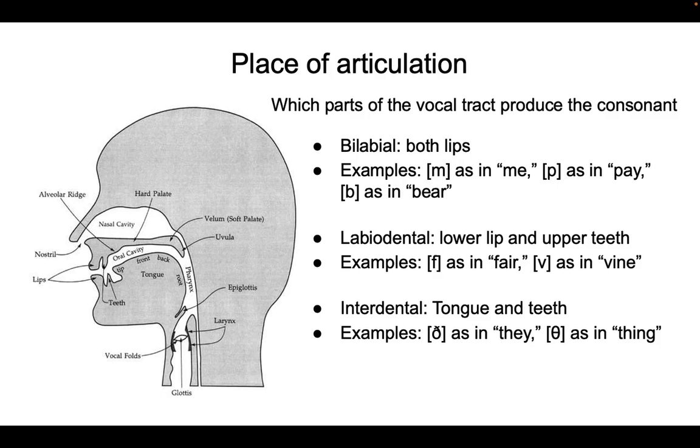So first, bilabial sounds are produced with both lips together. Examples: m as in me, p as in pay, b as in bear. Labiodental sounds are produced with the lower lip and upper teeth. Examples: f as in fair, v as in vine.